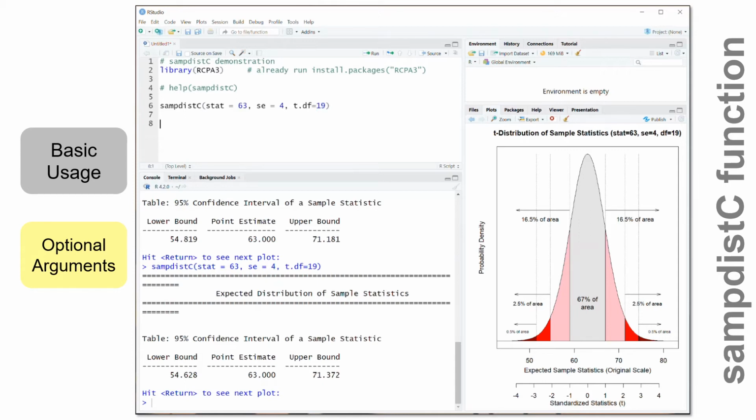You can also think about what happens when you change the standard error. It's showing it at 4, but what if it were 5?